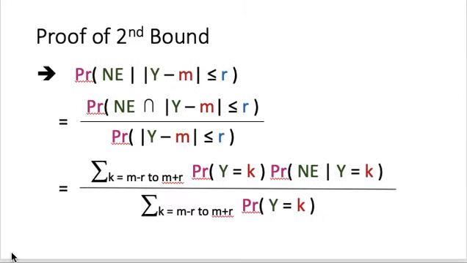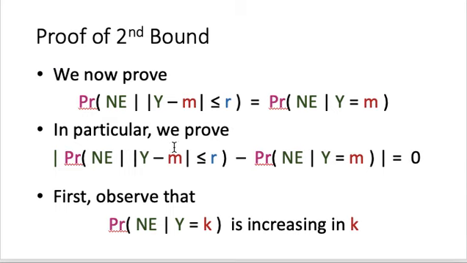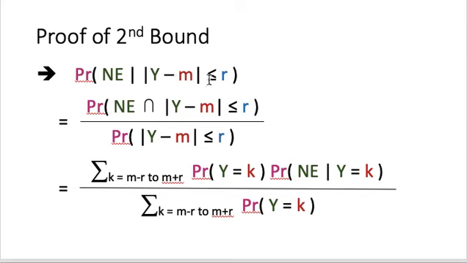Okay, next, let us analyze this term. For this term, we can compute it exactly from the definition. This is the probability of a certain event given another event. So this is equal to the probability of the first event intersect the second event divided by the probability of the second event. Now, let us take a look at the denominator first.